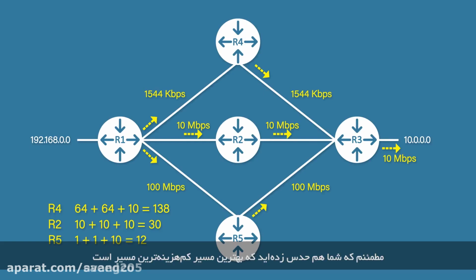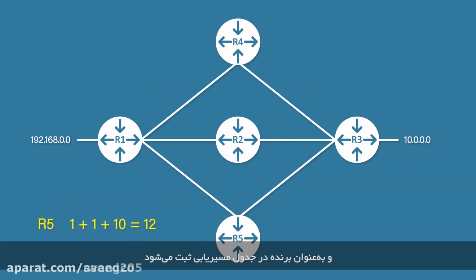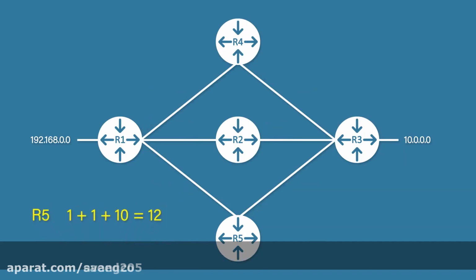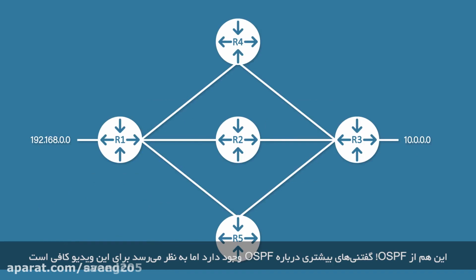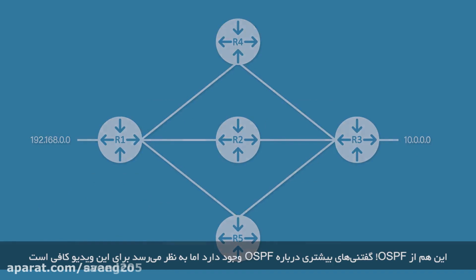So as I'm sure you've guessed already, the lowest cost is the best. So as router 5 has the best cost to the 10.0.0.0 subnet, this route is the winner and it is added to the routing table. Okay, so that is it for OSPF. There's so much more we could talk about, but I think that's enough for one video.